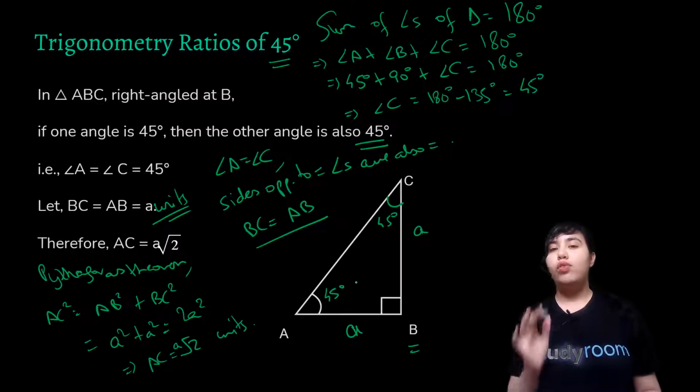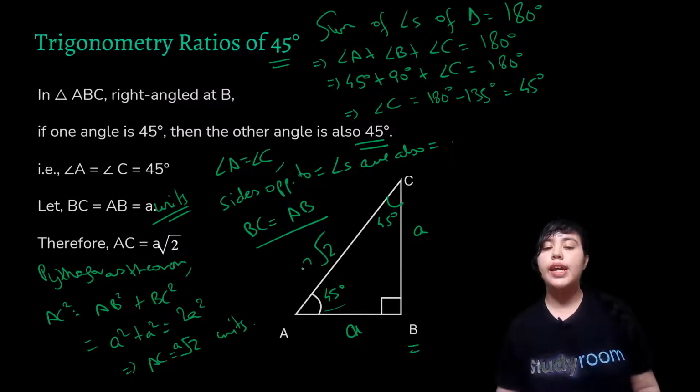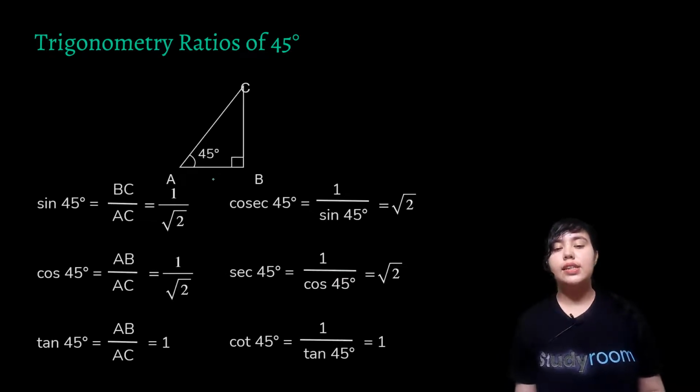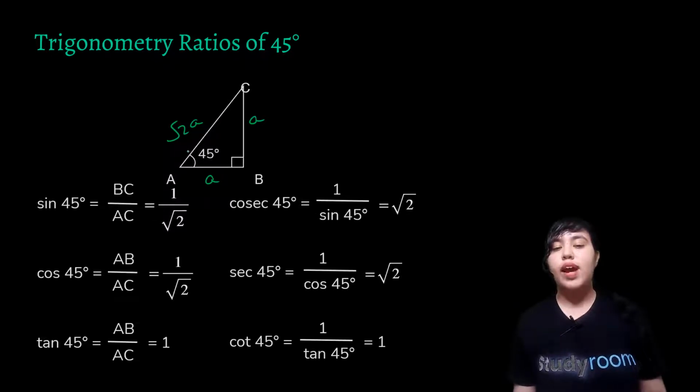Alright. So far we've just seen that if one angle is 45 degree in a right angle triangle, then the other angle is also 45 degree. Sides opposite to equal angles are also equal. Let's say these two sides are A and then the hypotenuse comes out to be A root 2 from Pythagoras theorem. So if that is the case, this is A and this is A root 2, then you can easily find the 6 trigonometry ratios. Because to get these trigonometry ratios, you need to know the 3 sides of a triangle, which fortunately you do. So now let me find it for 45 degree.